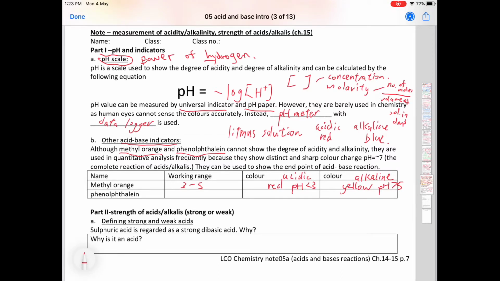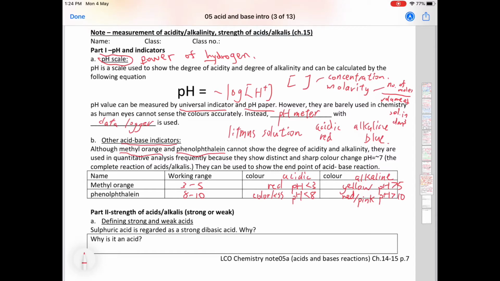And then the other indicator is called phenolphthalein, and it has a working range of 8 to 10. The meaning of it is that if the pH value is smaller than 8, then it will be colorless. And if the pH value is 10, that is out of the working range, then it will become red or pink in color, depending on how much indicator you add into the solution. It means that during this working range from 8 to 10, it will turn from colorless to pink gradually.